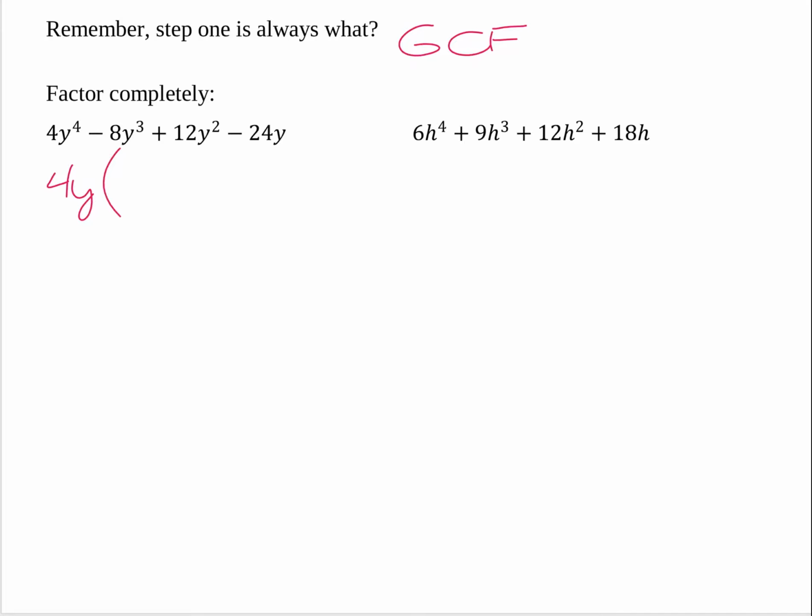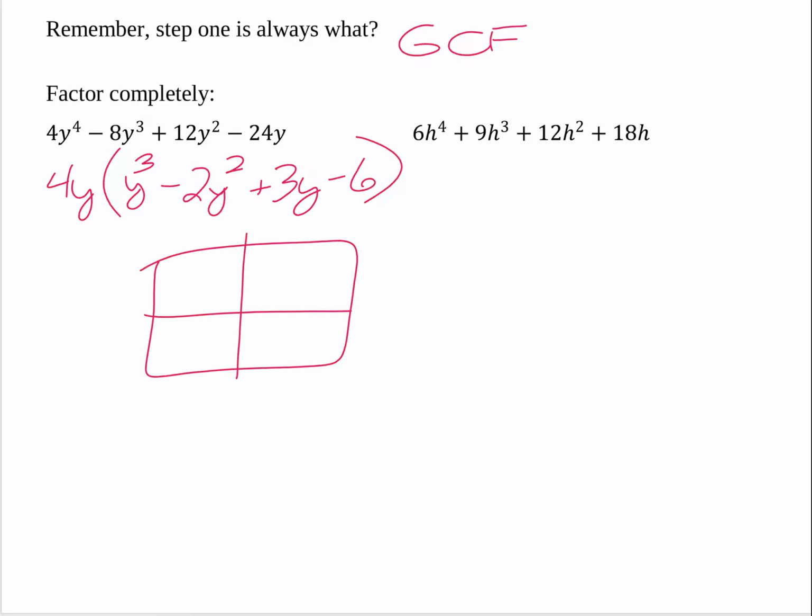Y to the third. Okay. Minus 2y to the second. Yep. Plus 3y. Minus 6. Yes, 6. Okay, so notice that in the parentheses we still have 4 terms. Because I have 4 terms, I'm going to go straight to the box, all right? I'm going to leave my little brother, the 4y, hanging out there for a minute.